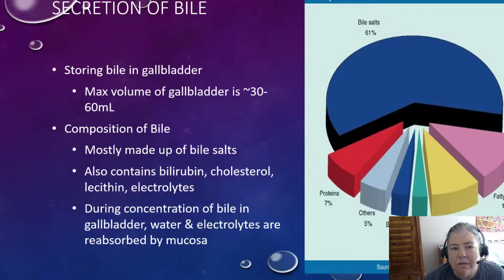The bile itself is made up of bile salts, which are the primary surfactant. There are also bilirubin, cholesterol, lecithin, and obviously water and electrolytes. As the gallbladder stores bile, some of the water and electrolytes are reabsorbed, so the bile stored in the gallbladder is also concentrated. This is a Medscape slide showing you what's chemically in bile, not discussing the water.